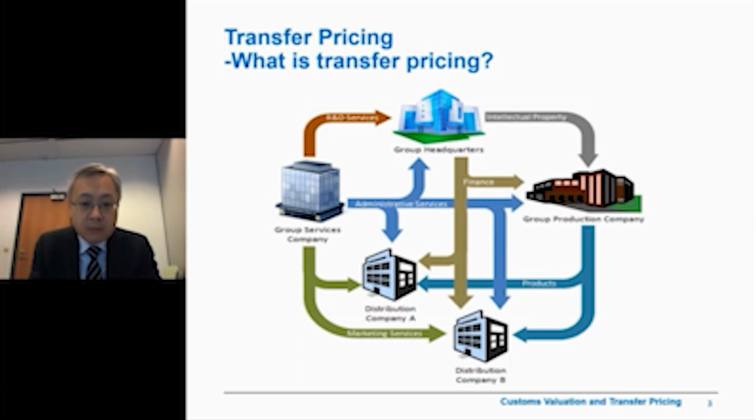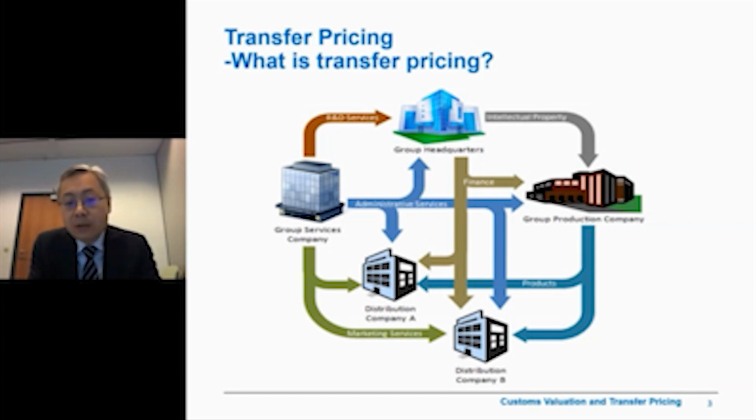During this process, the service company may provide services for other members of the group. For example, for the distributors, the services provided by the company may include market investigation, advertising, and insurance. Of course, these service companies can provide all kinds of services to other members of the group, to the headquarters, and to the manufacturers.